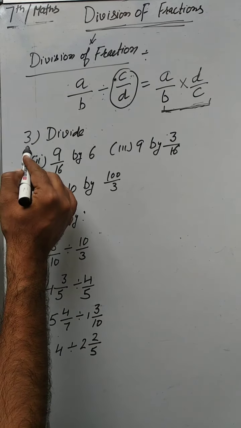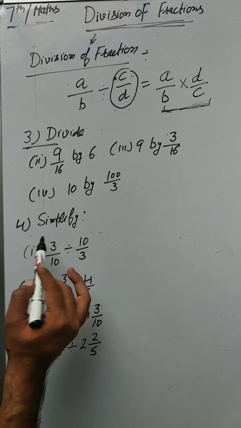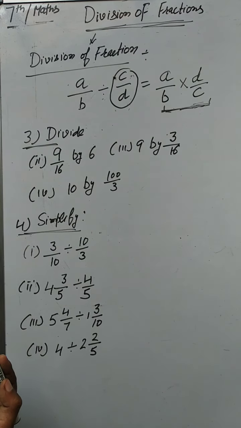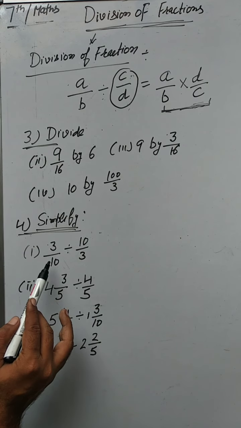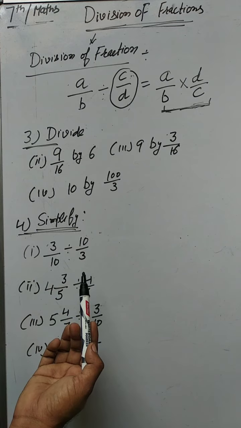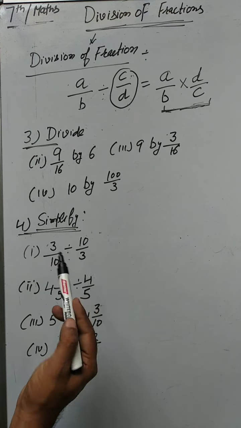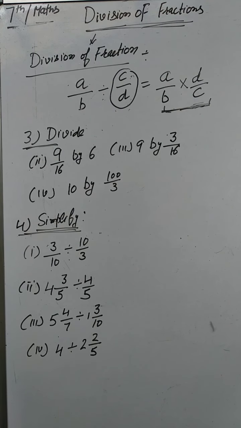These are the pending parts of the third. You have to solve them by yourself. And the fourth question is also the same as the previous question. Simplify, means you have to divide 3 upon 10 divided by 10 upon 3. Understood? Simple division is here. You have to try these sums by yourself. I hope you can easily solve these questions.